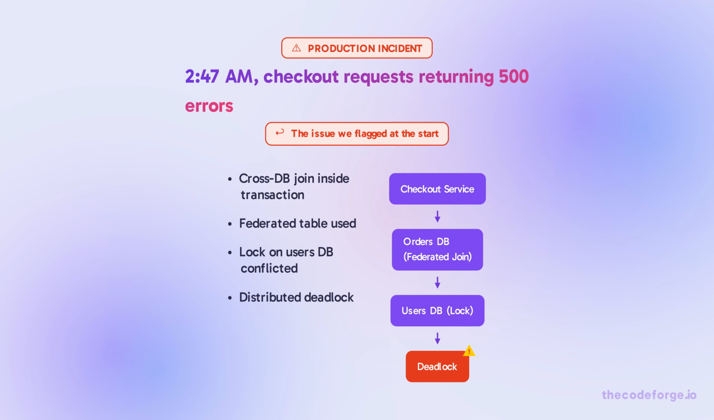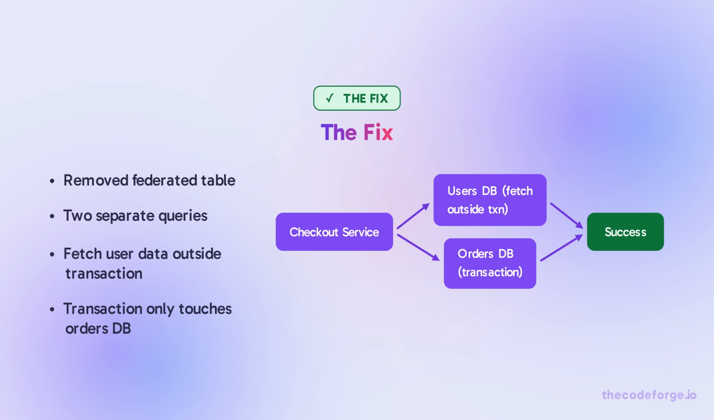This is the same issue we highlighted at the start. Here's exactly why that happened. The checkout service used a federated table to join the users and orders databases inside a single transaction. The join caused a lock on the user's table, which conflicted with a concurrent update, creating a distributed deadlock. The fix was to remove the federated table and replace the cross-database join with two separate queries. First, fetch user data from the user's database outside the transaction, then fetch orders from the order's database. The transaction now only touches the order's database.